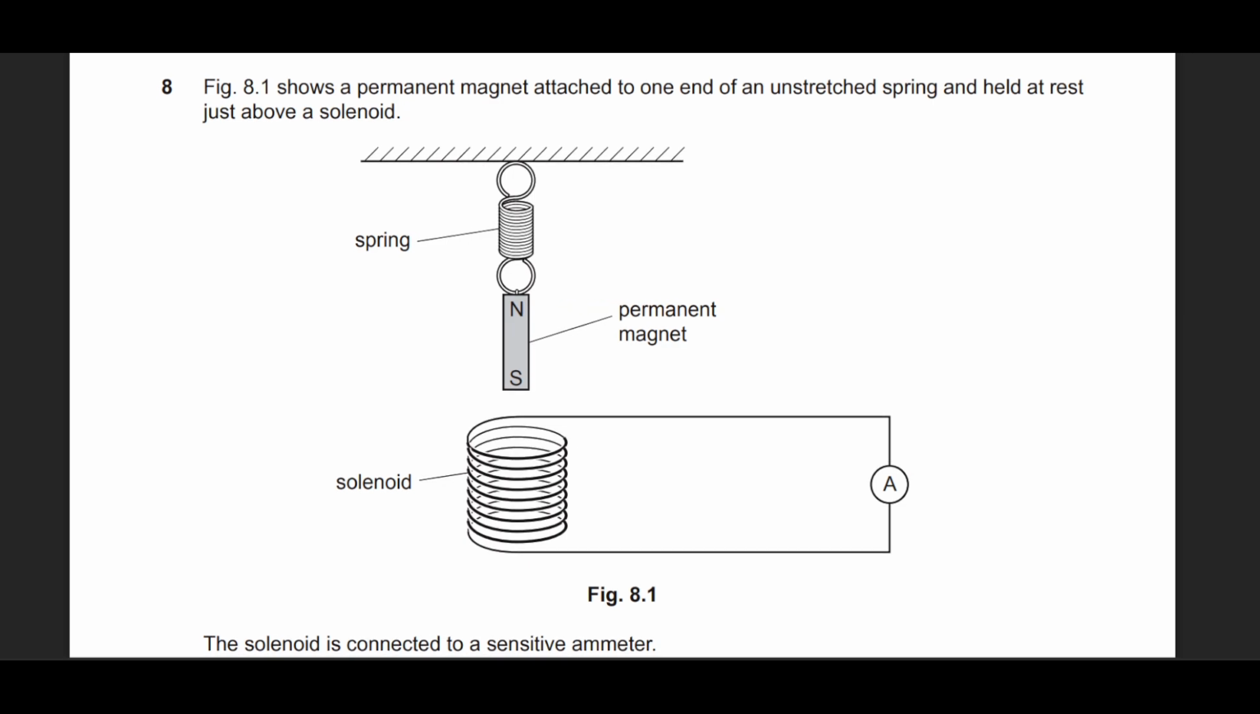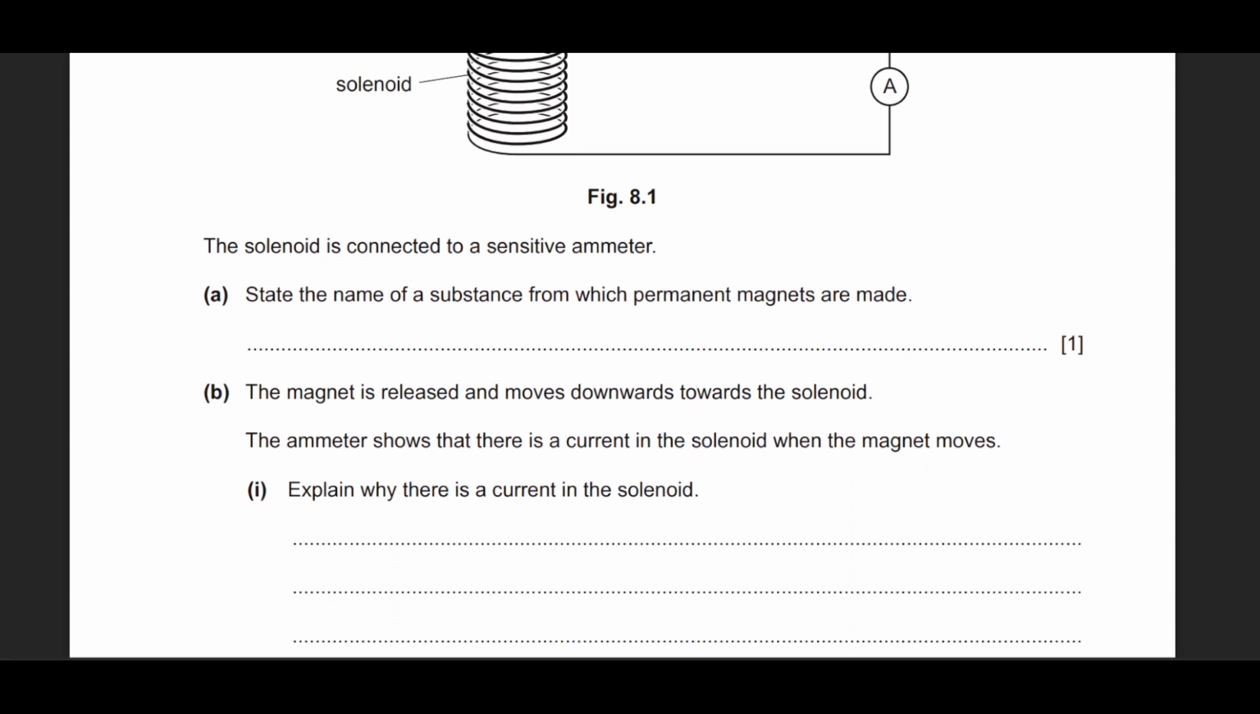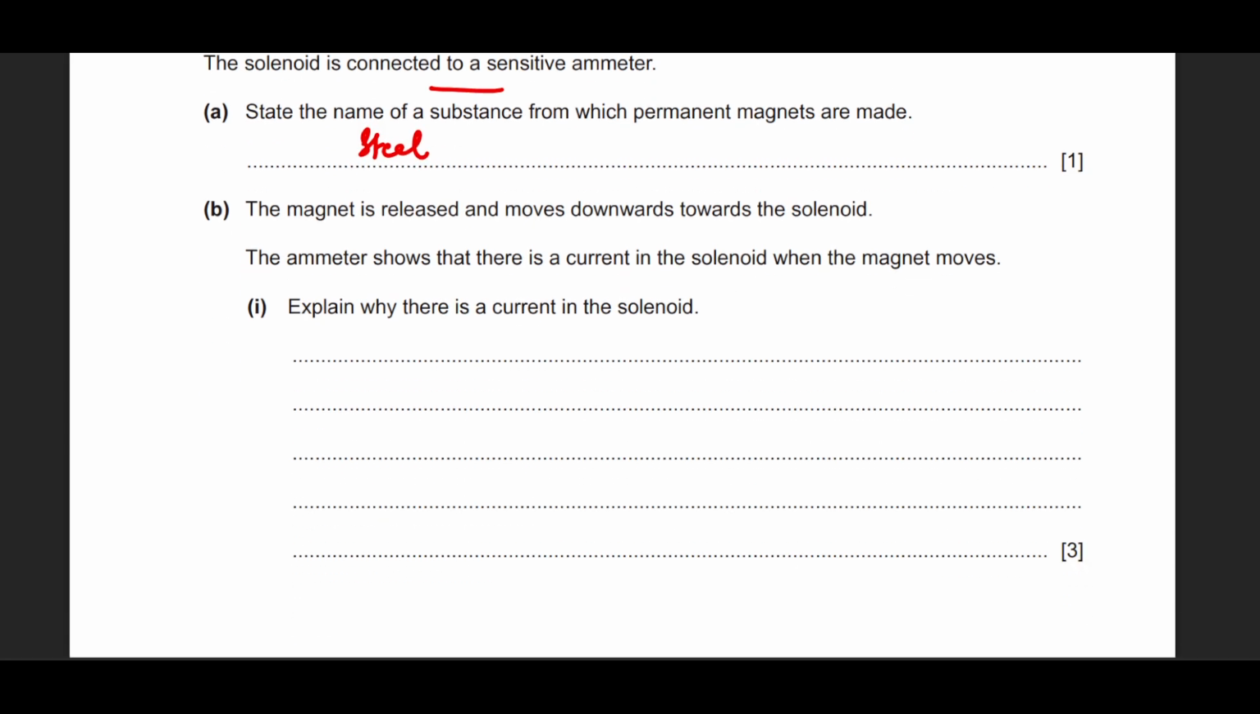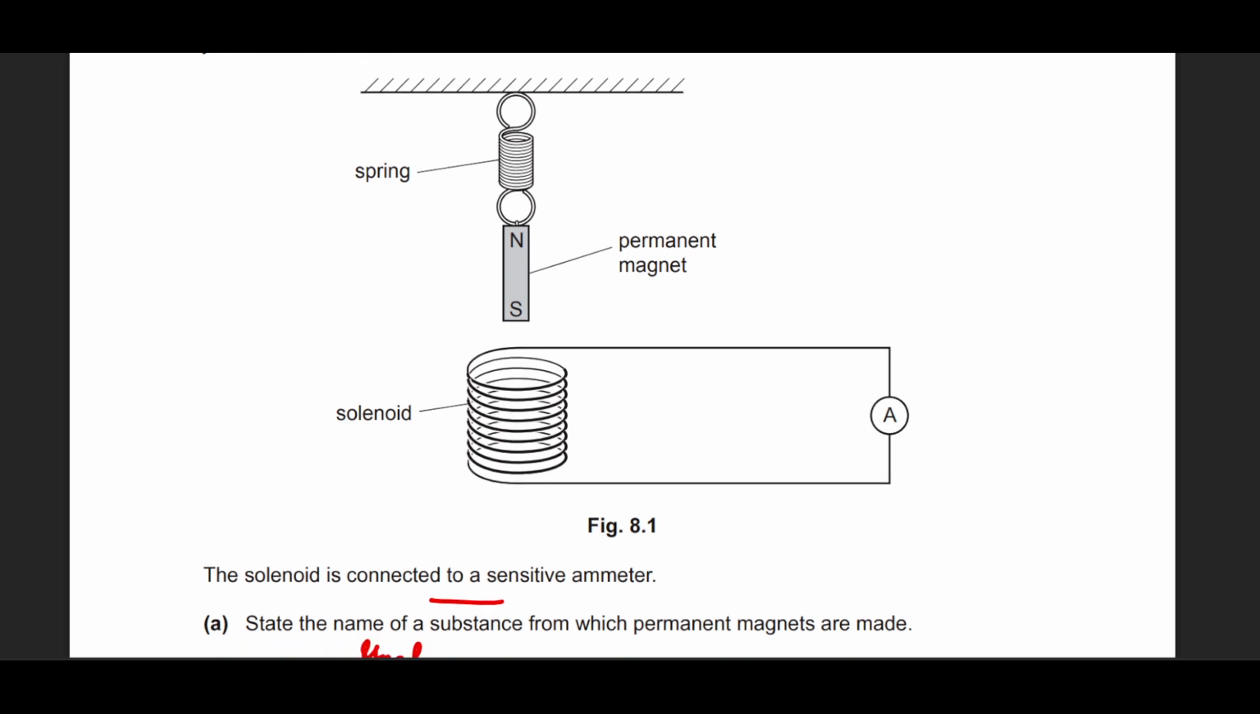He says, we have a permanent magnet. State the name of the substance used to make it, and it's very straightforward. It's steel. The magnet moves downwards and upwards. Okay, fine. The ammeter shows the current in the solenoid. He says, why is there a current in the solenoid? It's a classic question of Faraday's law. He just wants to understand, do you remember this or not?